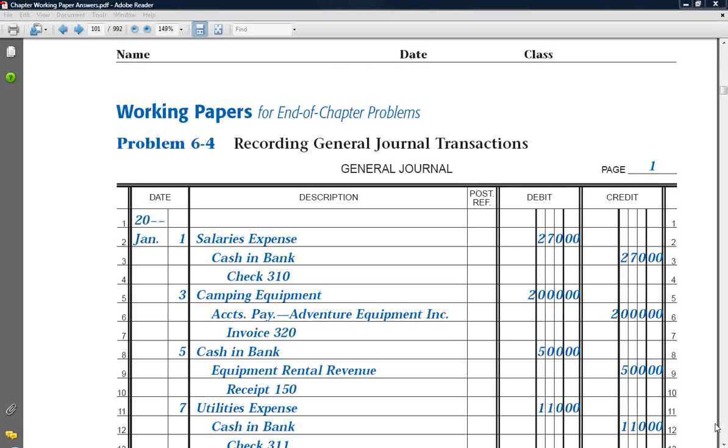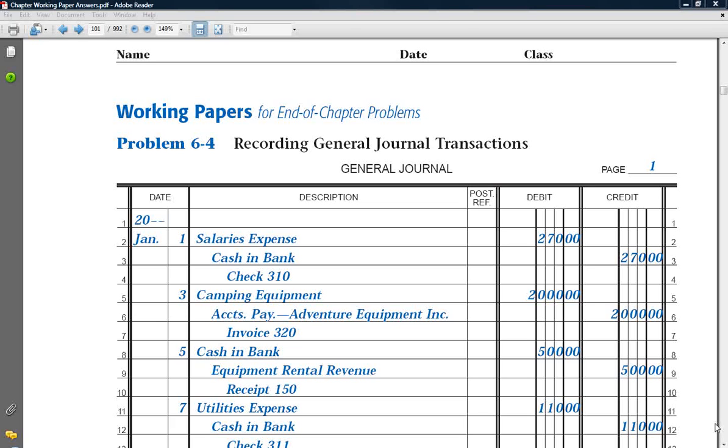Transaction on the third, we bought camping equipment on account. So we now have the camping equipment, that's a debit, $2,000, and on account, so we credit the liability, accounts payable, Adventure Equipment Inc. for $2,000. The source document is Adventure Equipment Inc.'s invoice 320.